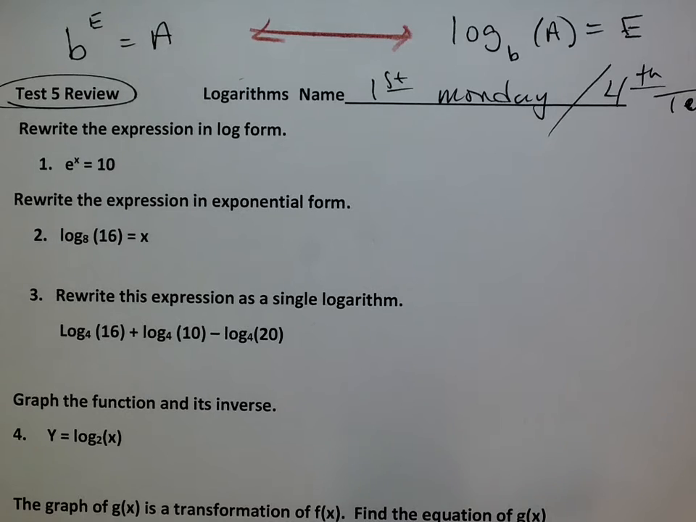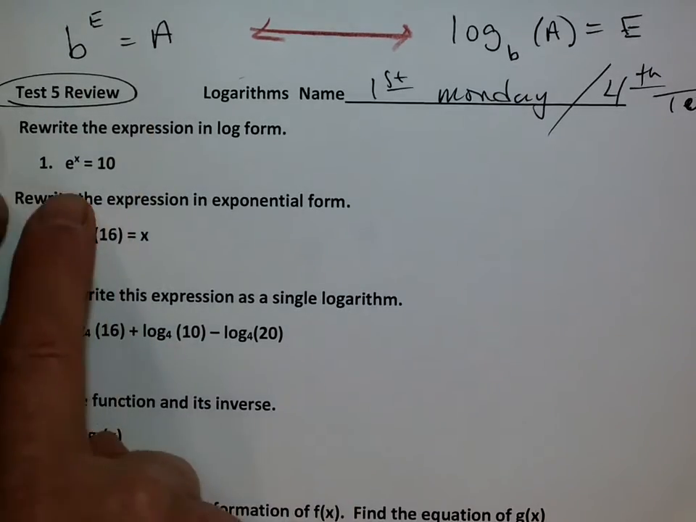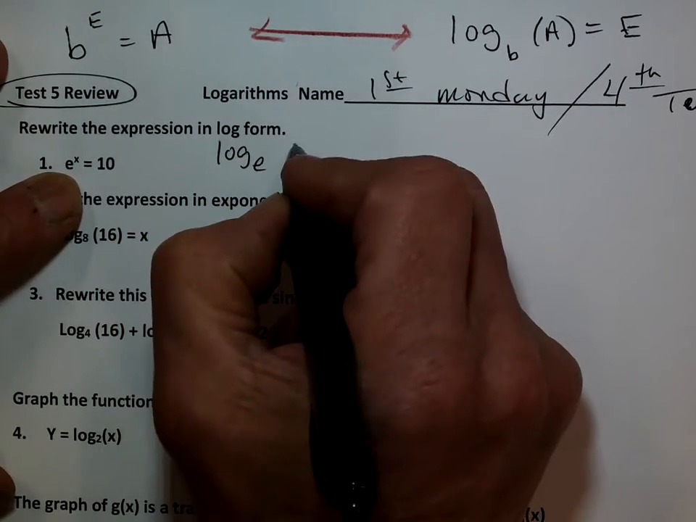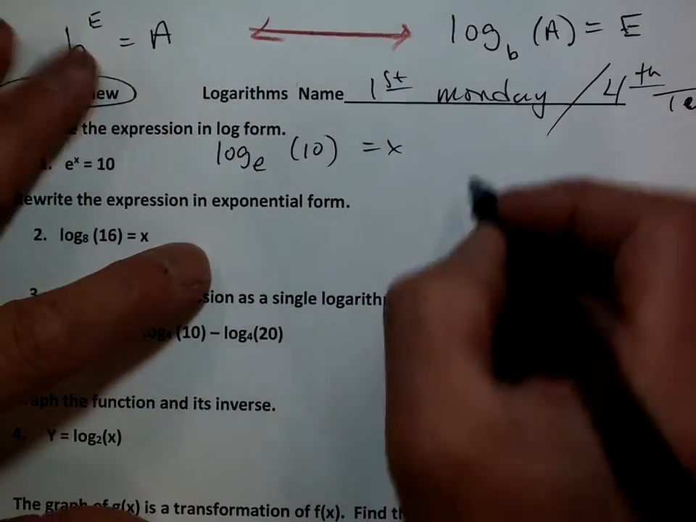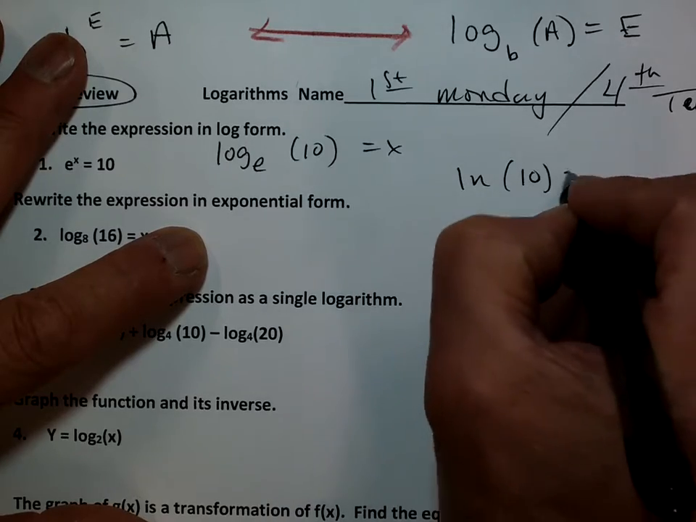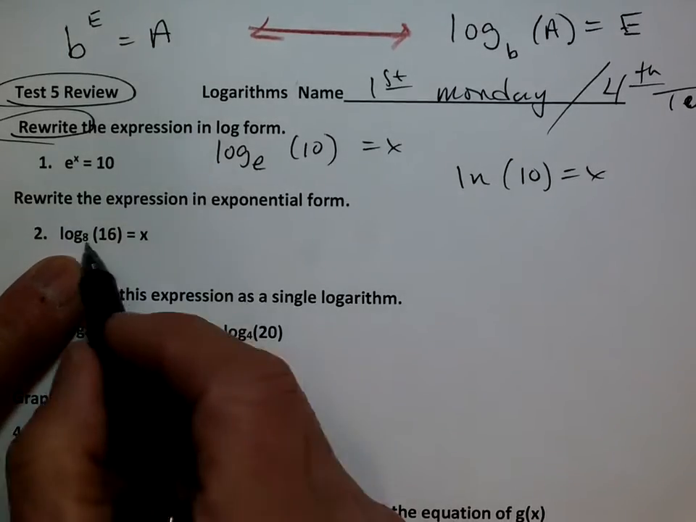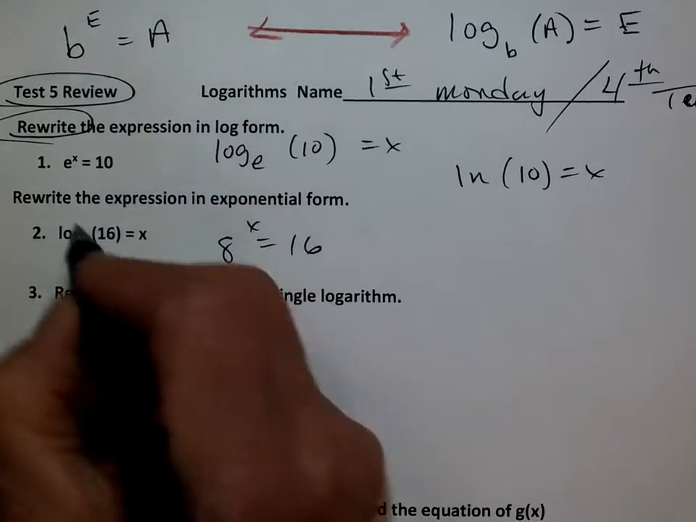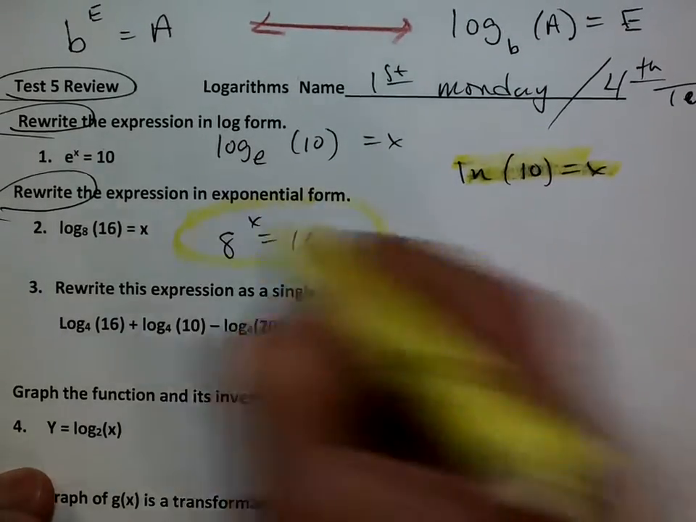Anyway, please, I hope you guys are watching this. So number one, I wrote up here from exponential form to log form, right? All I have to do is change it. So we're going to go to log form: log base e of 10 equals x. Since log base e is natural log, what I really want is ln of 10 equals x. Don't solve, just rewrite, okay? Same thing on number 2, rewrite: 8 to the x equals 16. Don't solve, just rewrite, and there it is, okay? So you're just going to stop there.